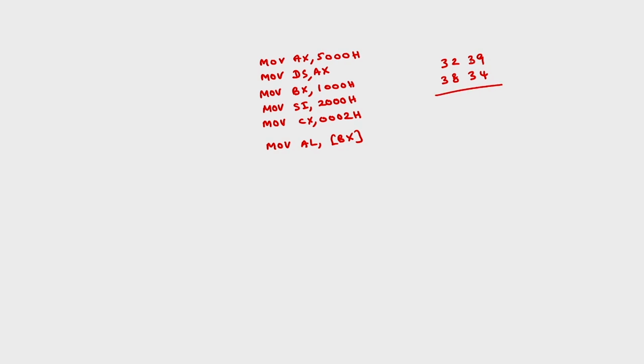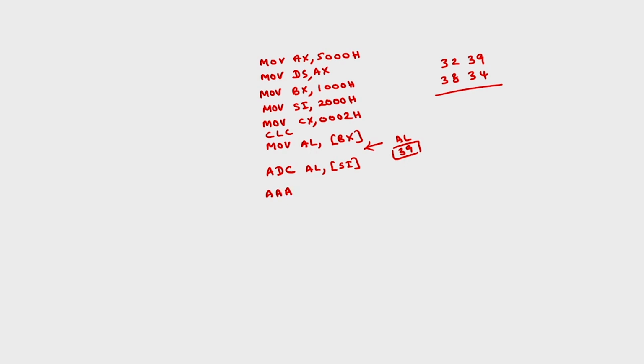So, BX was 39, 39 will come into AL initially. Then add along with carry, here also you have to clear the carry flag. So that in the first addition there is no carry, during this you may get the carry, that you have to add here. ADC AL comma contents of SI. Then you have to write AAA.